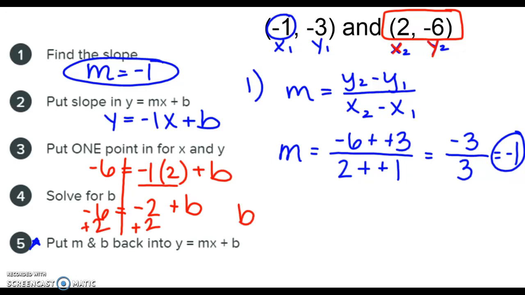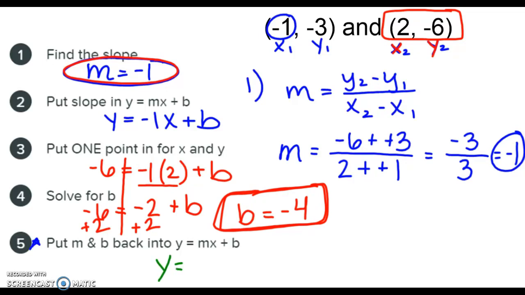Okay, so b ends up being -4. And again, I would just circle it or box it, whatever works for you, so that you can easily get back to it. Because you need those two things, our slope and our y-intercept, for the final step, our answer. Okay, so our final answer, it should always have a y in it.